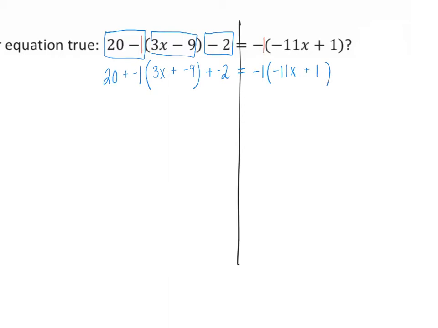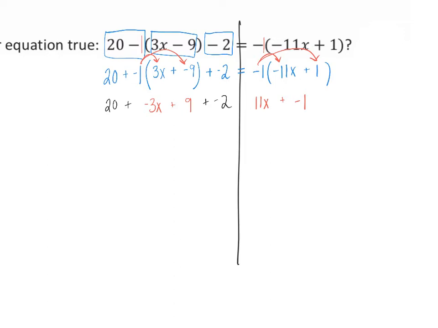All right. Now I'm going to distribute, now that I have those minus signs out of the way, and it clearly shows me that everything has a plus sign. So I'm going to distribute this -1 to both of these, and this -1 to both of these. So -1 times 3x is -3x. Keep my plus sign. -1 times -9 is +9. Everything else stayed the same. On the other side, -1 times -11x is +11x. And -1 times +1 is -1.